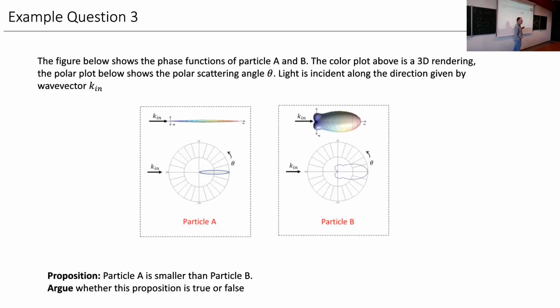So this will probably be a large particle. A very small particle, like a dipole, scatters light in all directions. If the particle gets a little bit bigger, it starts to develop scattering in the forward direction, but this particle still scatters sideways. So that means that most likely particle A is bigger than particle B. So in that case, this proposition would be, I guess, false. That's the argument that I want you to make.